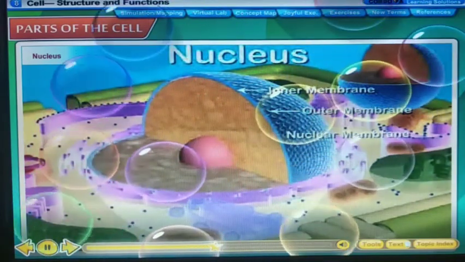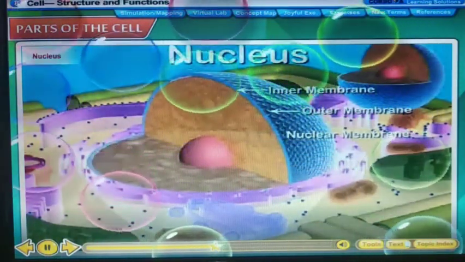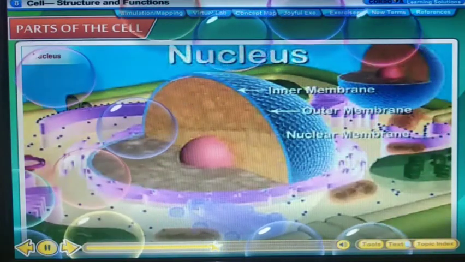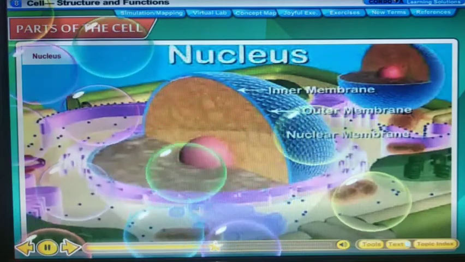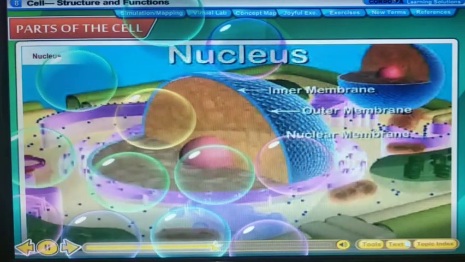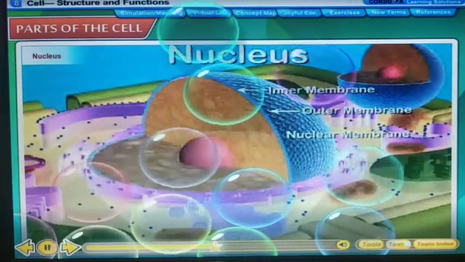Nucleolus. It is a small spherical body present inside the nucleus. It is rich in RNA, ribonucleic acid.